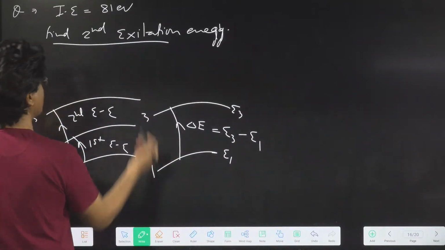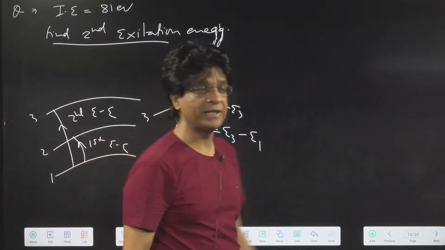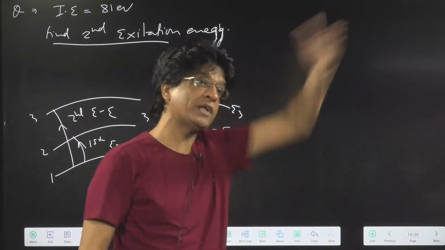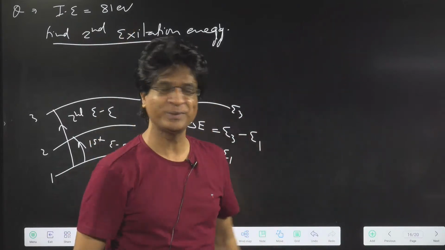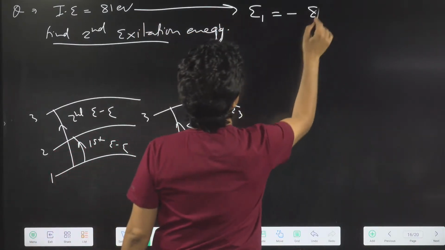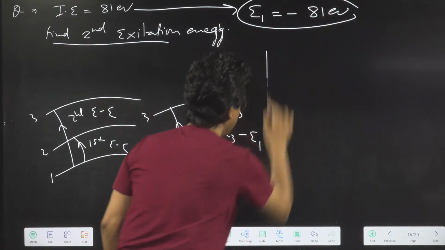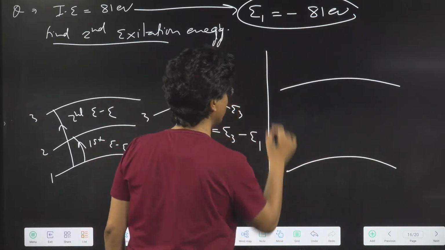This question is not saying find the energy of the second excited state. They're saying second excitation energy: the energy required to send an electron from orbit number 1 to orbit number 3. So I believe from here I can say E1 will be minus 81 electron volt. Yes or no? And once I get that, this is 1, this is 3.